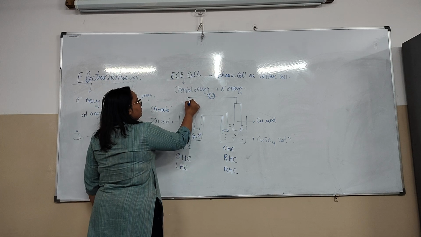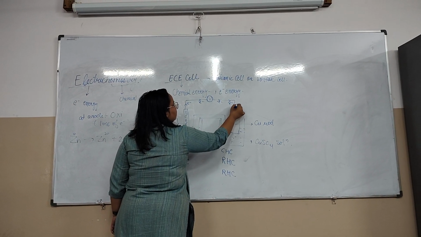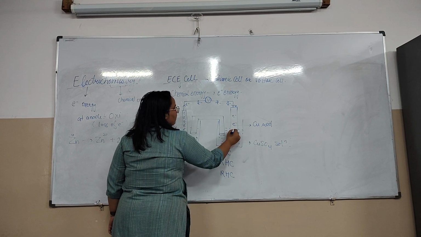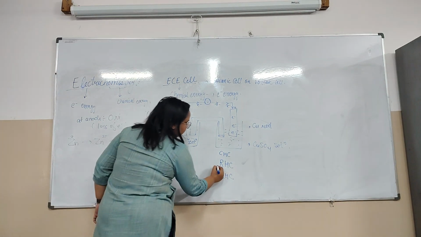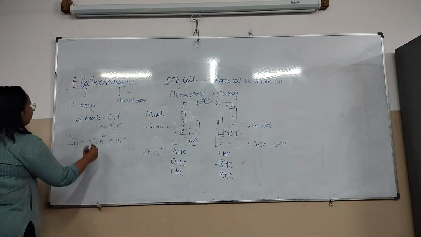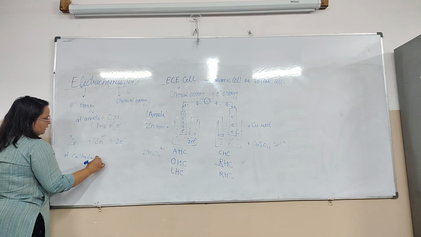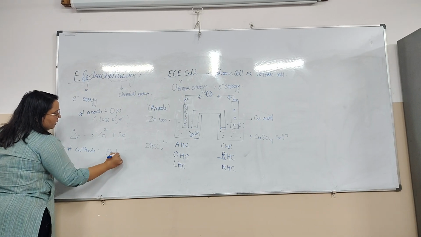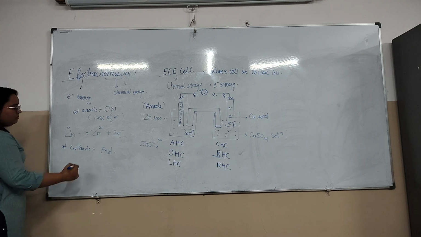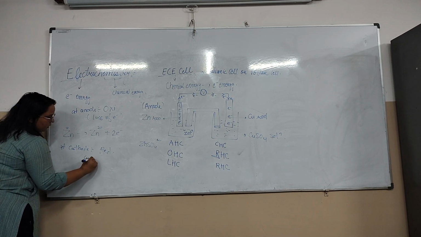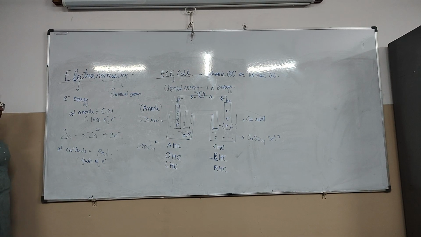Now these electrons start moving, and they will reach the cathode. Now at the cathode, what happens? Reduction. Always oxidation at the anode, always reduction at the cathode. Reduction means gain of electrons.